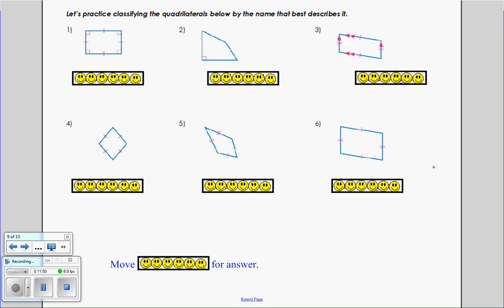Number 6, we're going to call this a parallelogram. One thing you can assume is that if your opposite sides are equal length, then they do actually have to be parallel. There's no way to draw 2 sets of opposite sides of equal length without it being parallel. So if you have your opposite sides of equal length, they must be parallel.